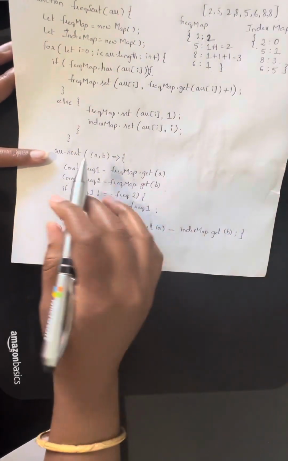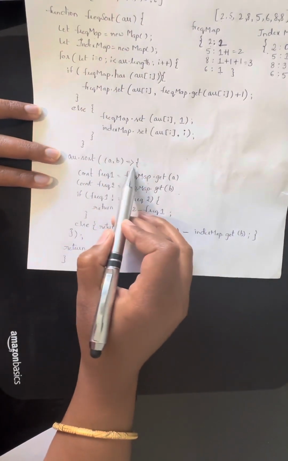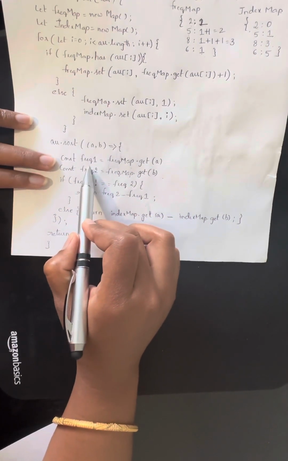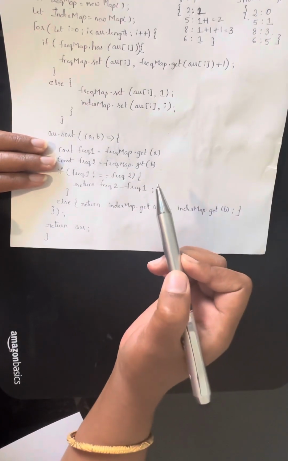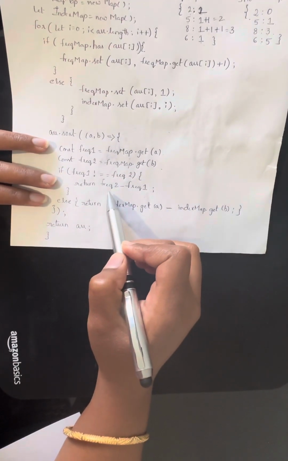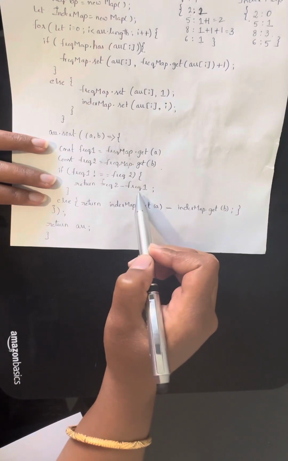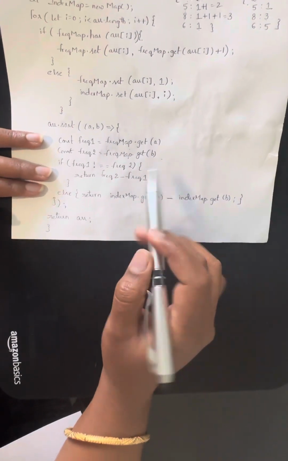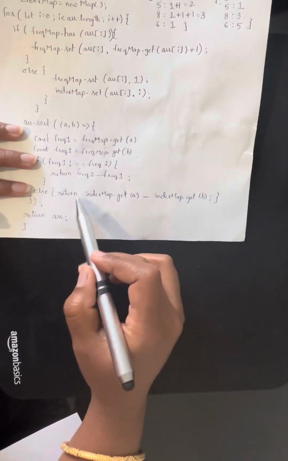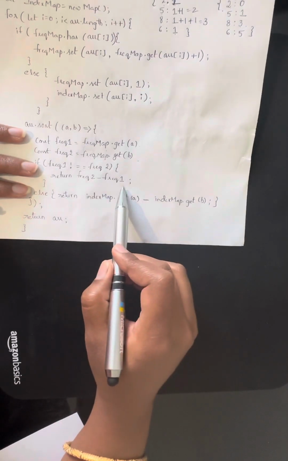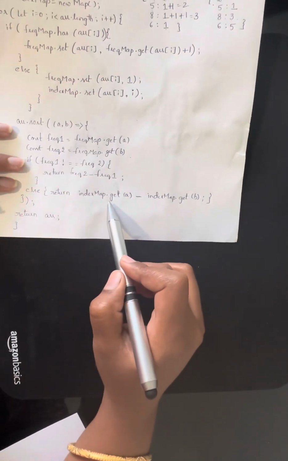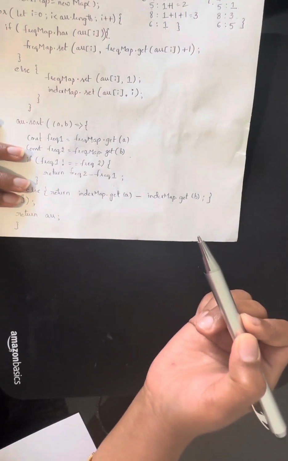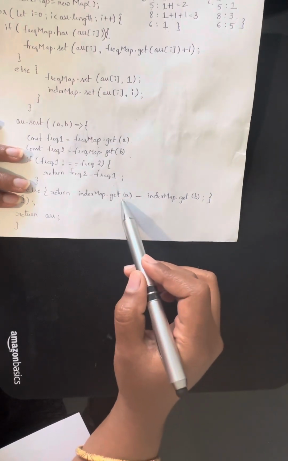So next we are sorting the array. For sorting the array, we are getting the frequencies of the two elements and comparing them, and whichever has the highest frequency will be returned to the sort function. And if two elements have the same frequency, then we check the index of those elements and whichever element has the lower index will be returned to the sort function.